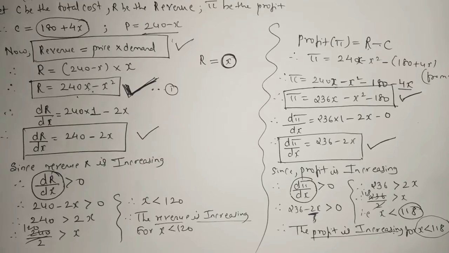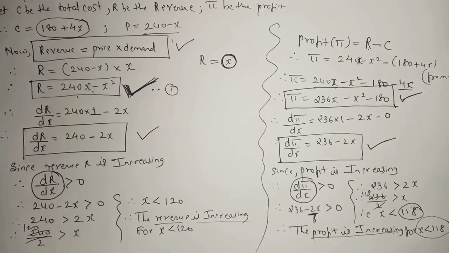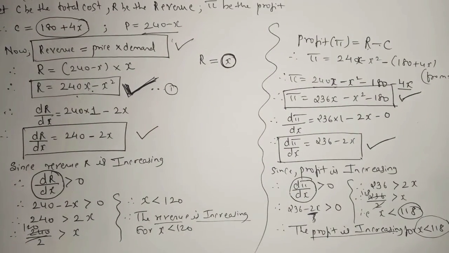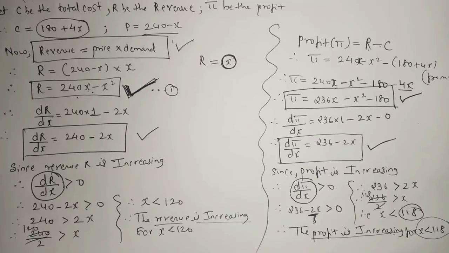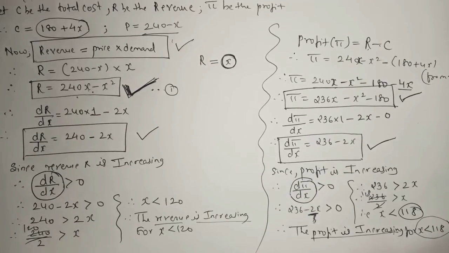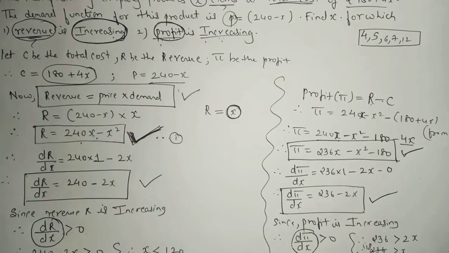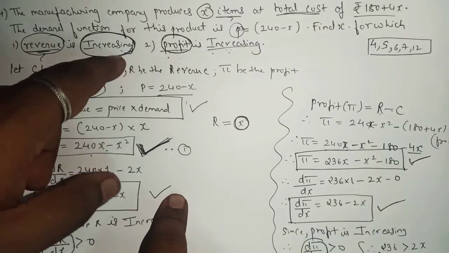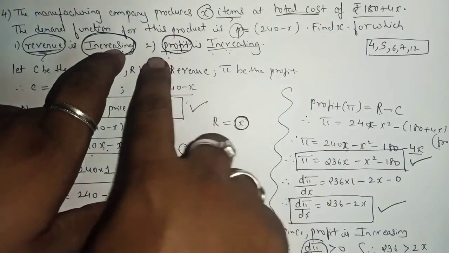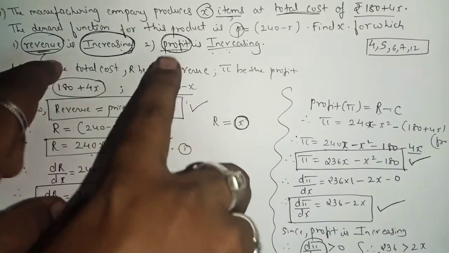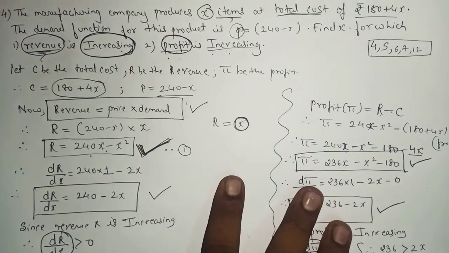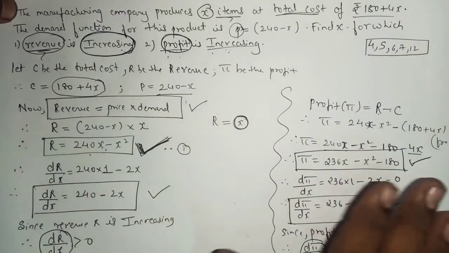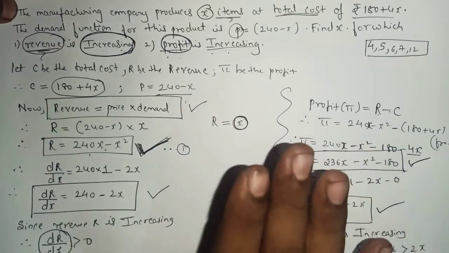As I told, this sum is very important from the board point of view, and there are 4 to 5 sums of the same type in the exercise, and all the sums in this exercise based on this are important. Please don't skip any sum based on this type, as revenue is increasing or revenue is decreasing, profit is increasing and profit is decreasing. Whatever the sum in the exercise, it is based on revenue and profit. Please don't skip any sum, because each and every sum based on revenue and profit is very important from the board point of view, and each and every sum carries a proper 4 marks.